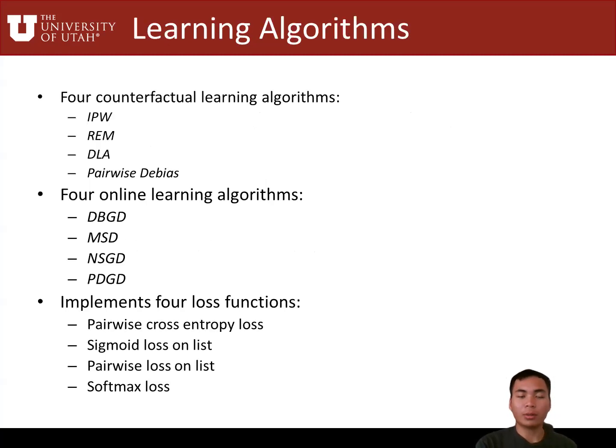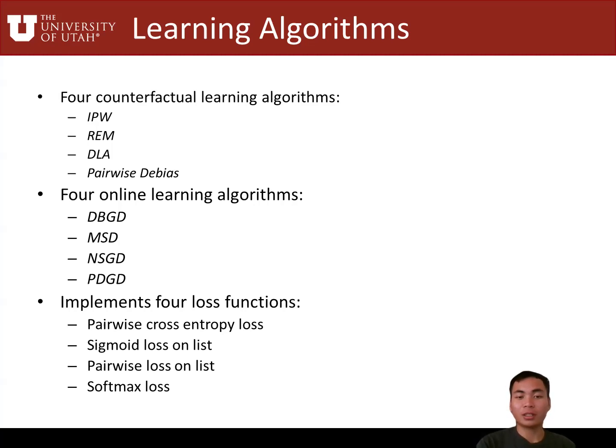For the learning algorithms, we currently have 4 counterfactual learning algorithms, namely inverse propensity weight, regression EM, dual learning algorithm, and pairwise debiased. We also have online learning algorithms: dual bandit gradient descent and its extensions, the MSD and the NSGD. And finally, we also implement the PDGD.